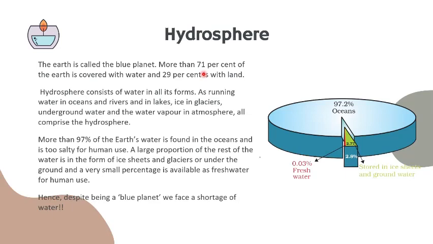A large proportion of the rest of the water is in the form of ice sheets and glaciers or under the ground, and a very small percentage is available as fresh water for human use. A very, very small percent, which is 0.03%, is the fresh water which we can use. So that is the reason why we say save water, save water. Hence, despite being a blue planet, we face a shortage of water. So if somebody asks you why, even if Earth is a blue planet, there is a shortage of water, you know the answer.